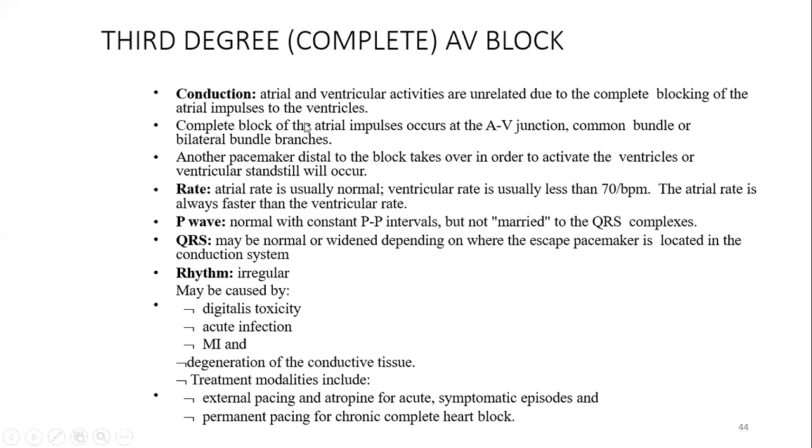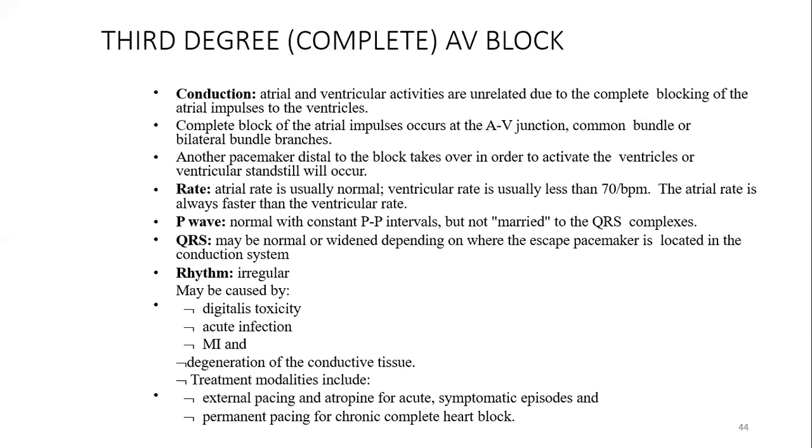So there's complete block of the atrial impulses, which occurs at the AV junction, the common bundle, or the bilateral bundle branches. Then another pacemaker distal to the blockage takes over in order to activate the ventricles, or ventricular standstill will occur. So the atrial rate is usually normal, the ventricular rate is usually less than 70 beats per minute. We know that the atrial rate is always faster than the ventricular rate, as we said before.